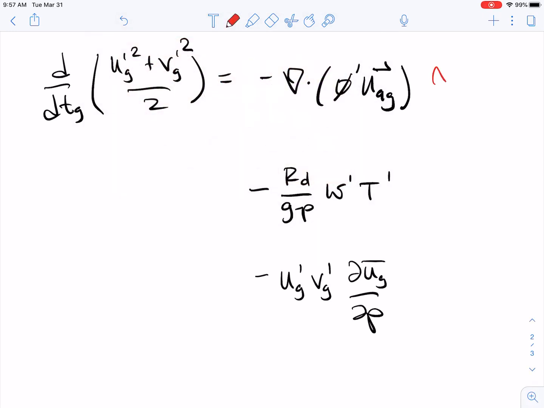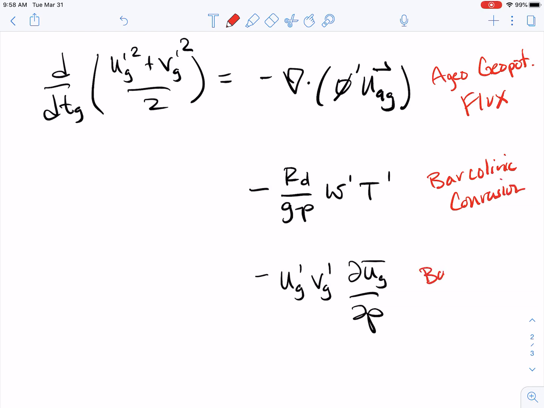Now this first term should look relatively familiar to you. This is our ageostrophic geopotential flux term, right? This is downstream baroclinic development term, right? Energy flow through our wave pattern. This second term is a statement of baroclinic conversion. So basically using our baroclinic instability. And our last term here is our barotropic conversion.